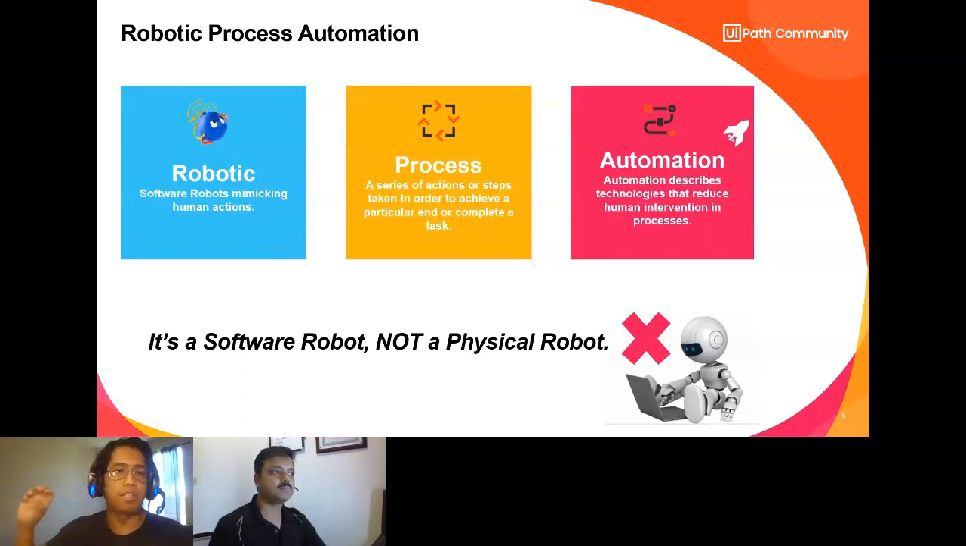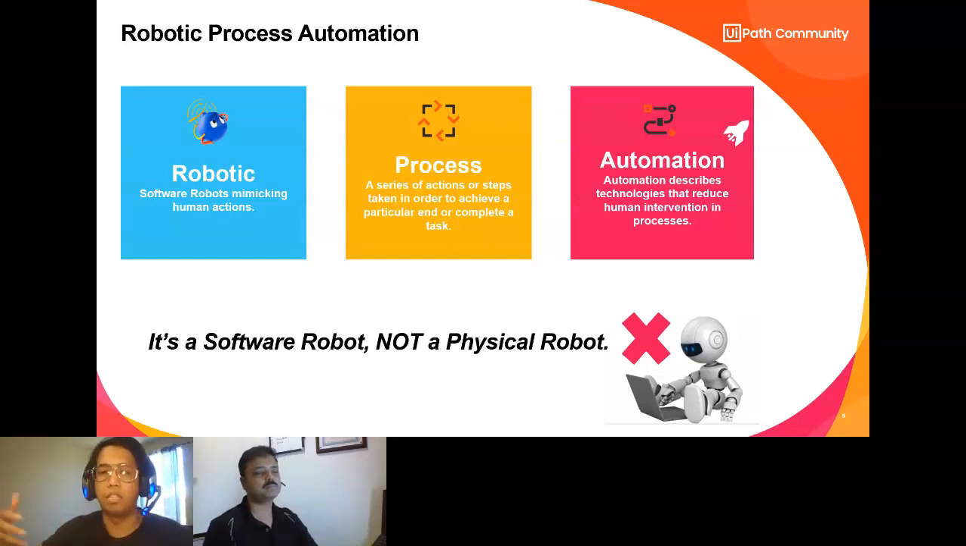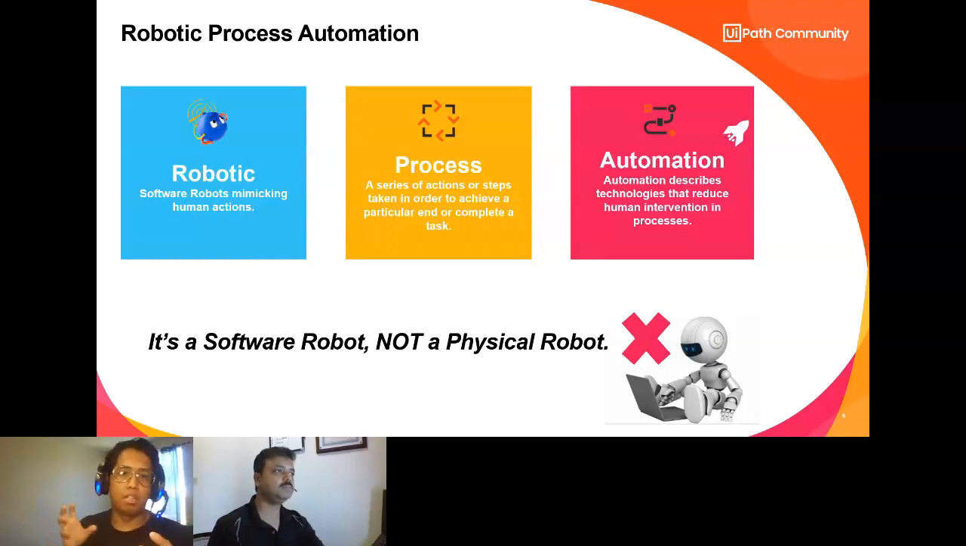So robotic process automation. When you hear robotic, you immediately think about a physical robot. But in this case, when we talk about RPA, it's a software robot, right? The robotic part of it: a software robot simulating human actions. So anything that you can do with the computer that's repetitive, that's mechanical, that involves mental labor, that's robotic, right?